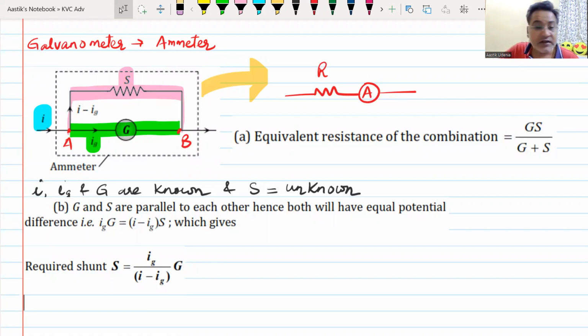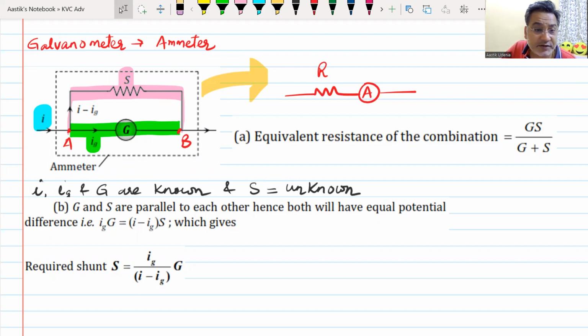Yes, sir. So, henceforth, you will know the value of the shunt resistance as soon as you connect this shunt resistance in parallel with the galvanometer. The galvanometer instantly changes its range and it becomes an ammeter of the given range. Do we understand this? Yes, sir.